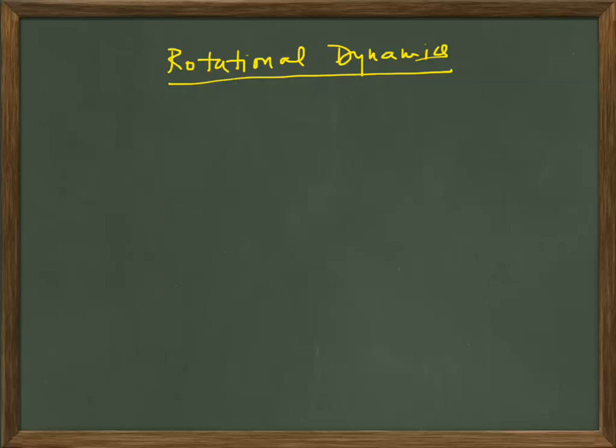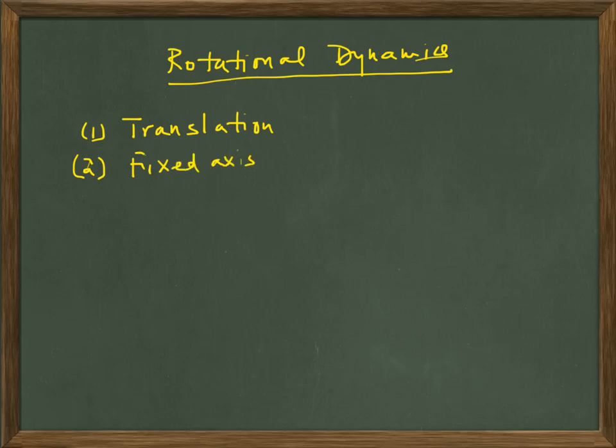So in this topic, I am going to start one of the most complicated topics in physics, namely rotational dynamics. Actually, before we go into this topic, we must understand certain types of motions. First, we have what is called translation. Sometimes it is also called translatory motion. Then we have what is called fixed axis rotation.